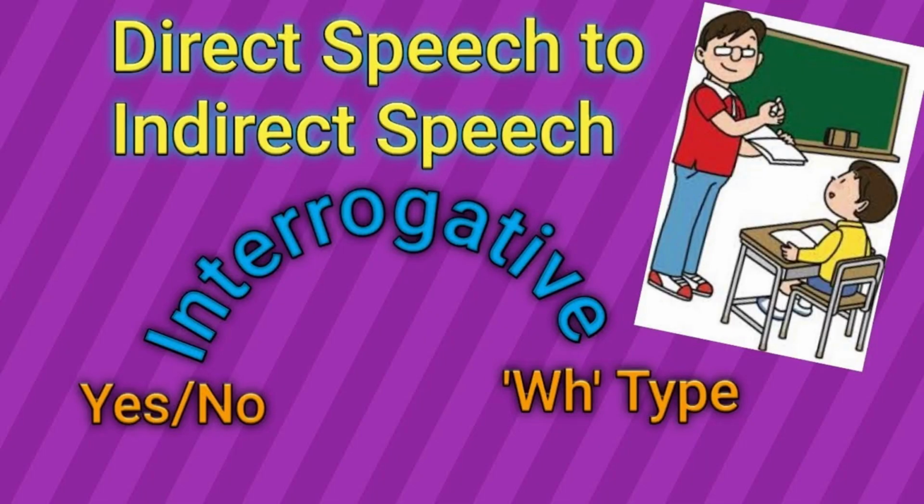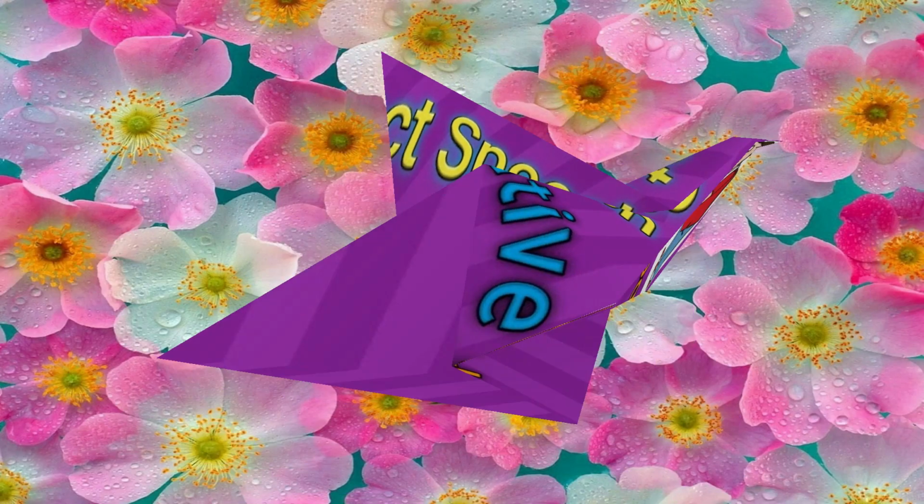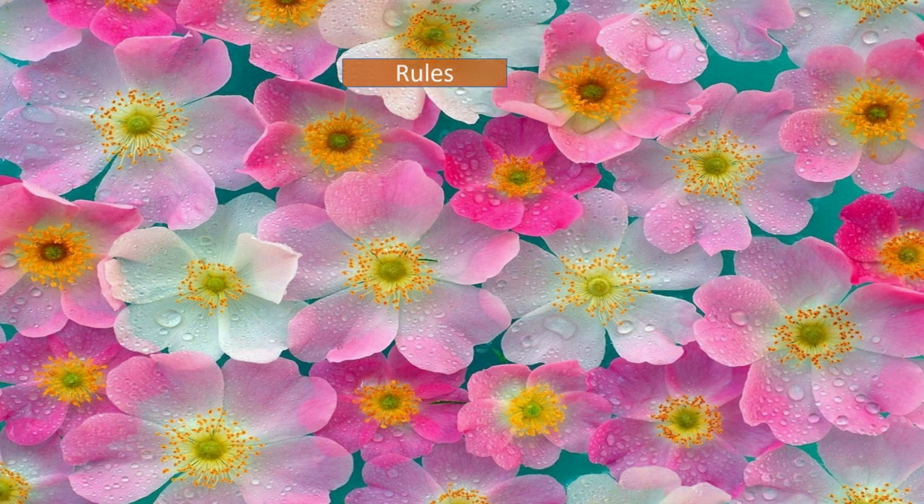As we know, an interrogative sentence is a sentence that asks a question. It might be a question in the form of yes or no, or WH type. Let us see the rules for changing the interrogative sentence from direct speech to indirect speech.